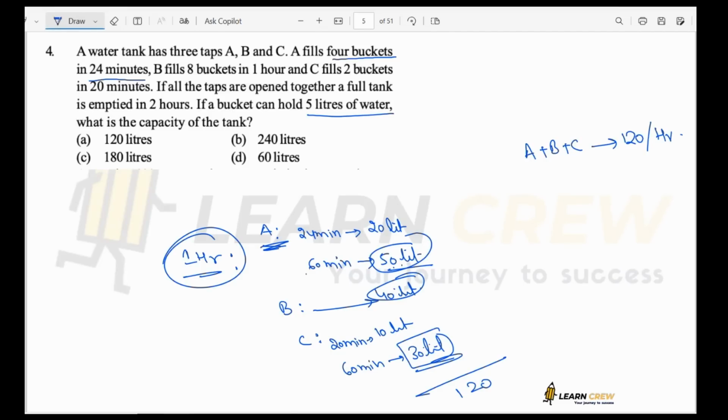But it is given that if all the taps are open together, a full tank is emptied in 2 hours. In 1 hour, they can fill 120, they can empty how much? 120. So in 2 hours, 240. They are emptying the full tank. So 2 hours means 2 into 120. How much? 240. So the answer is 240 liters.